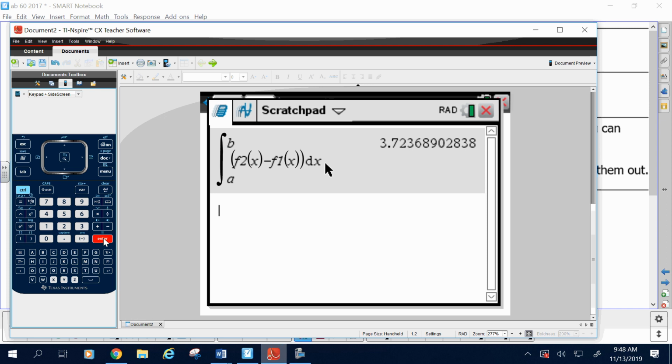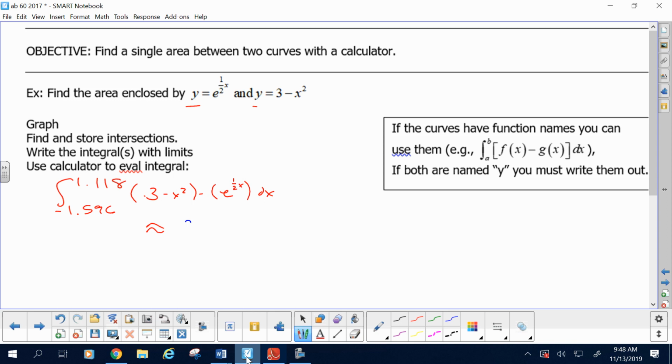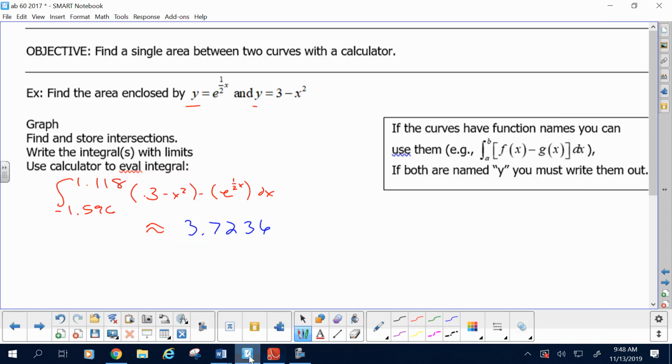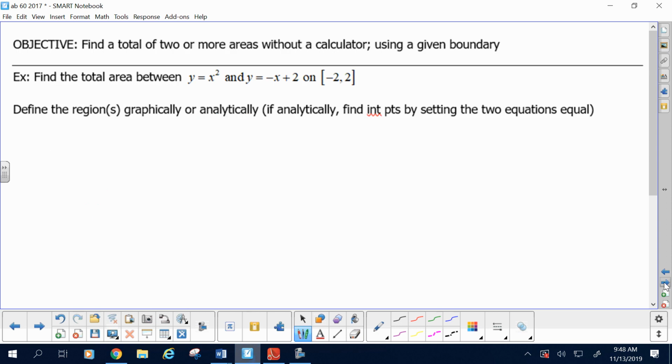These are geometric areas. They should always be positive. 3.7236 is what I'm getting. Boom. That's some good energy. Could you go 3.723 for an answer? You could. Could you go 3.724 for an answer? Yeah. You could. Could you go more for an answer? No. Okay. All right. So that's calculator. Let's go back to no calculator now.